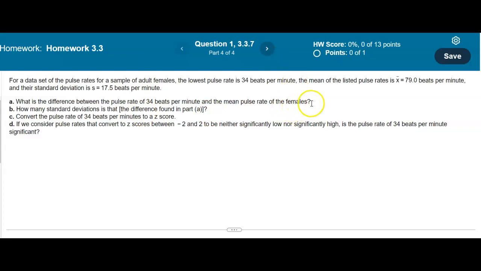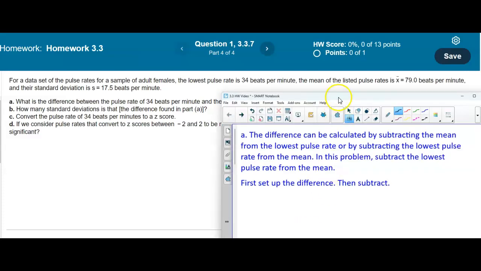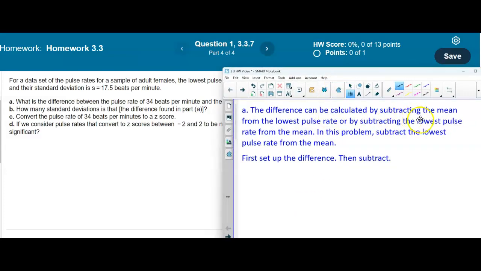So basically what it's saying is we're taking the mean and then we're subtracting the lowest pulse rate. So let's just discuss here. The difference can be calculated by subtracting the mean from the lowest pulse rate or by subtracting the lowest pulse rate from the mean. In this problem, we're going to subtract the lowest pulse rate from the mean. So we're going to go ahead and do that.